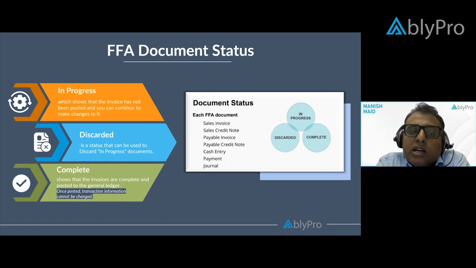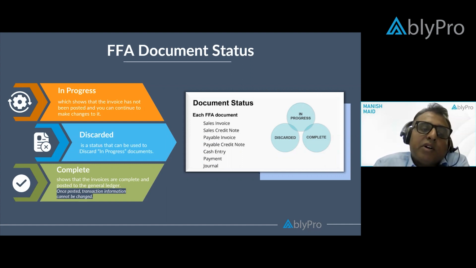The second one is discarded. If we are not satisfied with the document which we have created and which is in progress, we can discard that document, and the status of that document will be changed to discarded. So that document is no more relevant for our system. No transaction will be recorded against that document. That is something very important. No transactions will be recorded against those discarded documents.